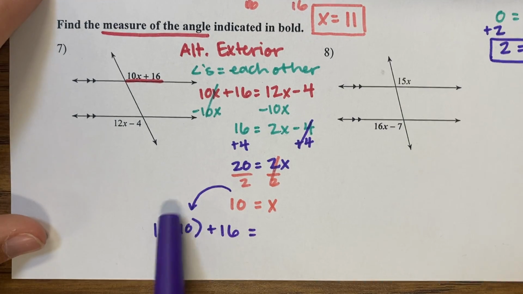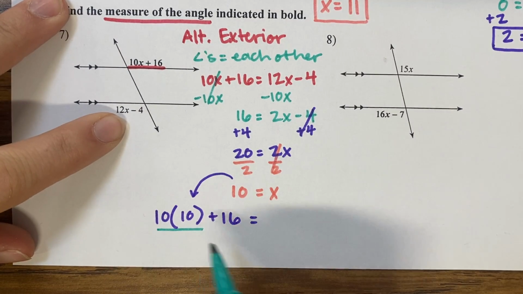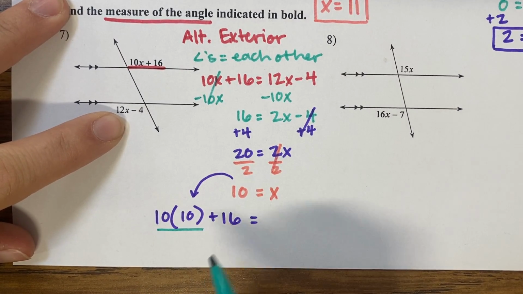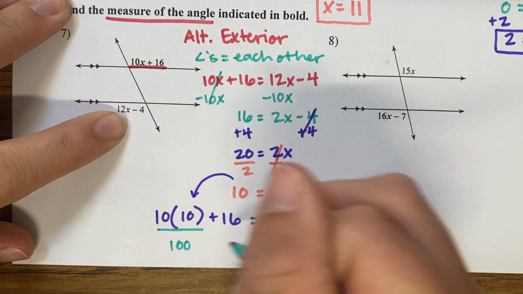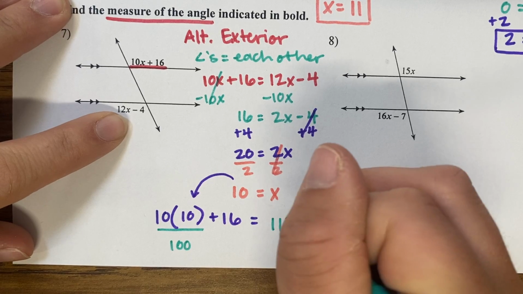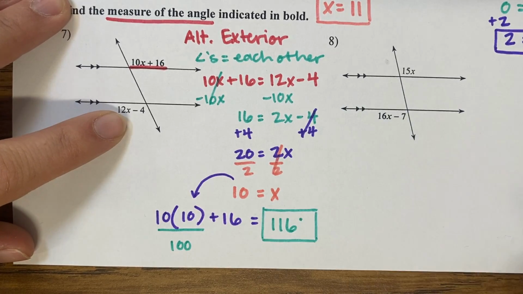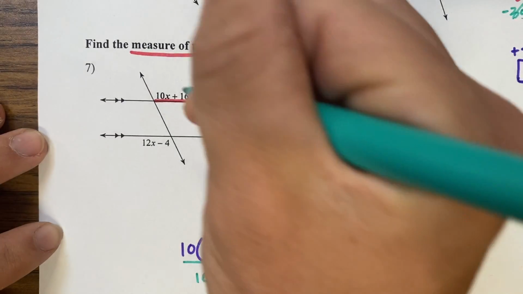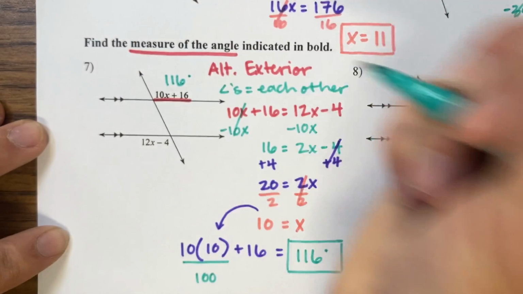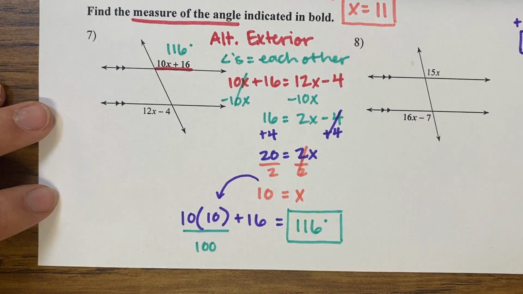Okay, and now we just have to solve for this. First of all, we need to multiply before we can add. What is 10 times 10? We get 100. 100 plus 16 is 116 degrees. And that is our final answer. We found that this angle right here is 116 degrees. We had to solve for x and plug it back in.